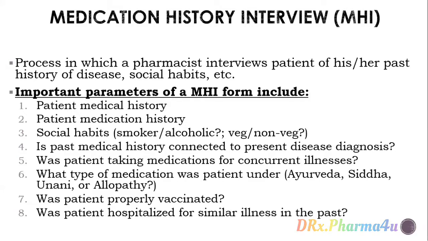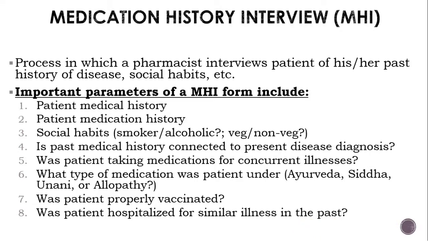So we can also make a connection: is the past medical history connected to the present disease diagnosis? Was the patient taking medication for concurrent illnesses? In many conditions you may have seen that a patient comes to the hospital with a disease, they have a comorbidity of diabetes or hypertension, but they either forgot to take the medicine or they are not taking the medicine, thinking that they will control it with lifestyle modification.